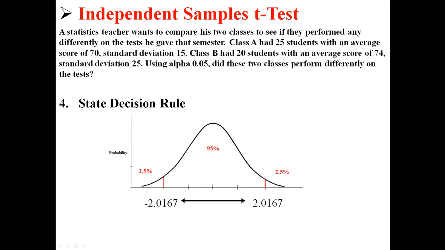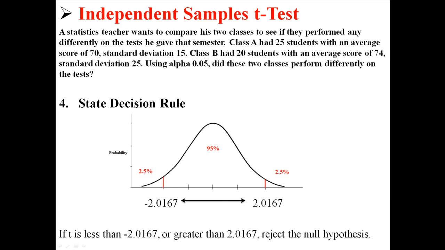If it's outside of that, we will reject the null hypothesis because that is a strange or unlikely event. And that's where the decision rule comes from. So if t is less than negative 2.0167 or greater than 2.0167, we will reject the null hypothesis. That is our decision rule.